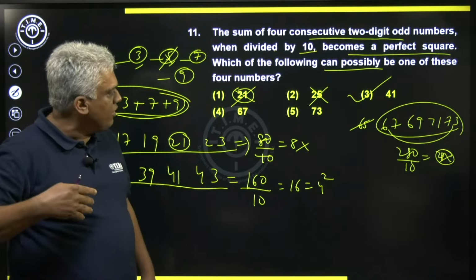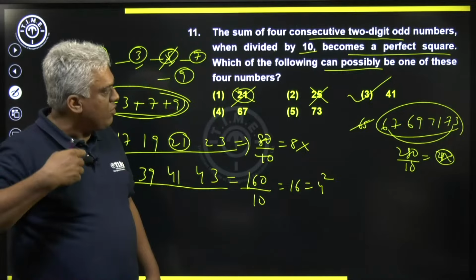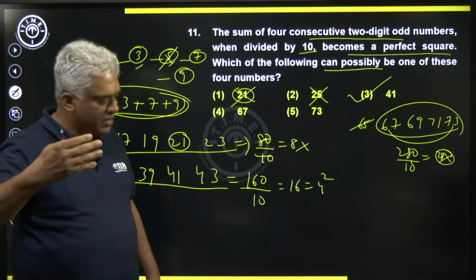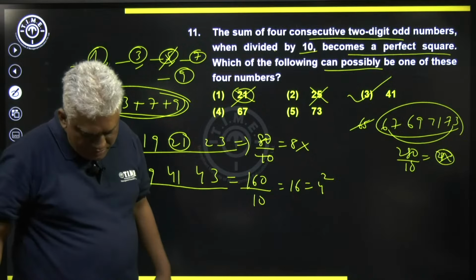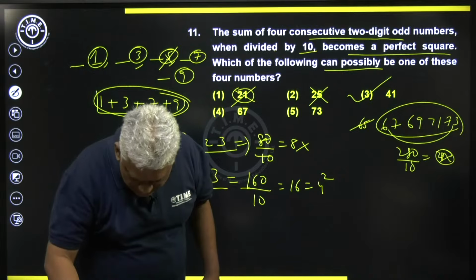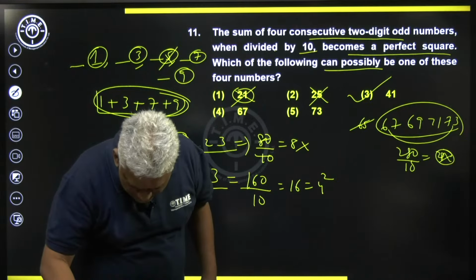Okay, 73, 71. Because if you can't start with 70, no number will be after 73. Because after 73, the next number will be 75. 75 is not possible, right? Is it clear to everyone?